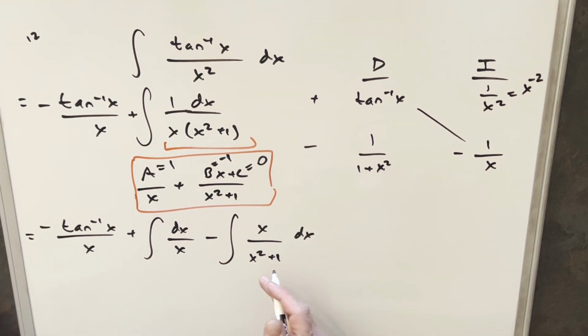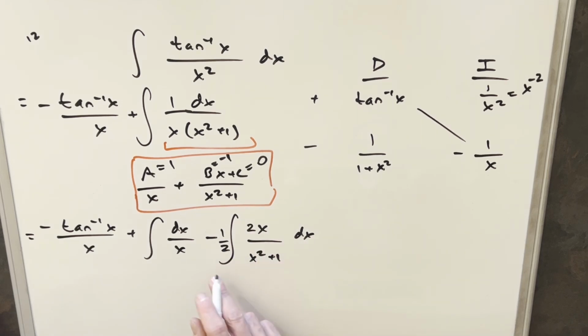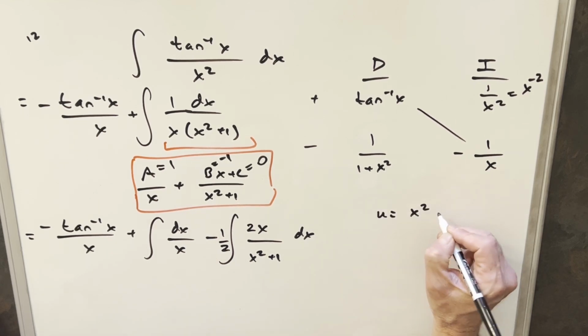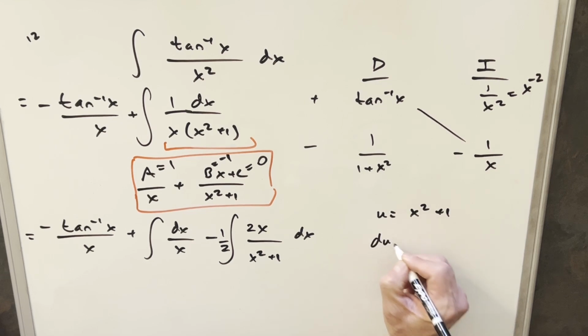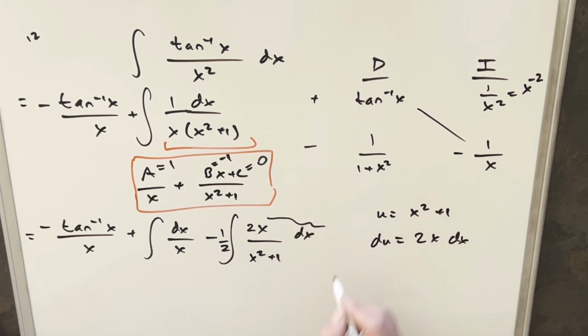Well, in this one, to finish it off, I just want to set up a u substitution. So what I'm going to do is multiply by a 2 out front. Multiply by a 2 on the x and multiply by a half here. That's going to set up a u substitution. We'll set u equal to x squared plus 1. Taking the derivative, du is going to give me 2x dx, which we have right here.